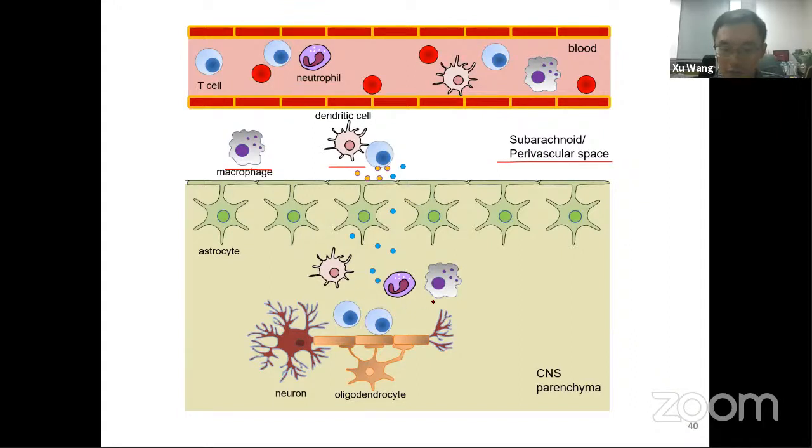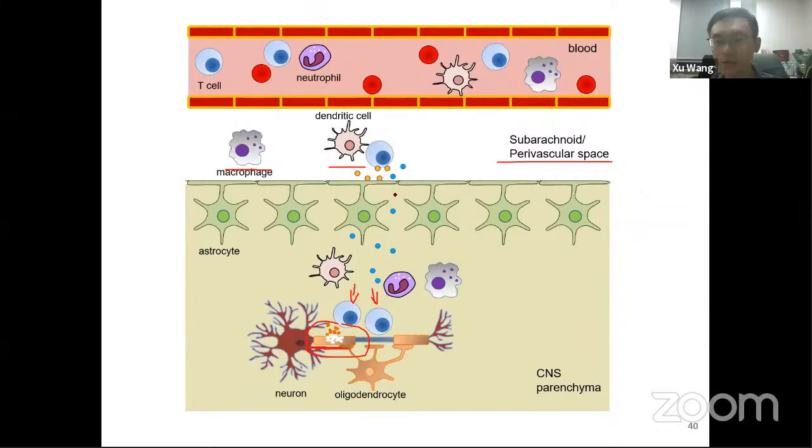This is associated with demyelination. We can see from here that the myelin sheath is damaged by the infiltrating T cells and other immune cells. And this is associated with EAE onset. So we can see from here that astrocytes contribute to EAE progression and onset by producing pro-inflammatory chemokines.